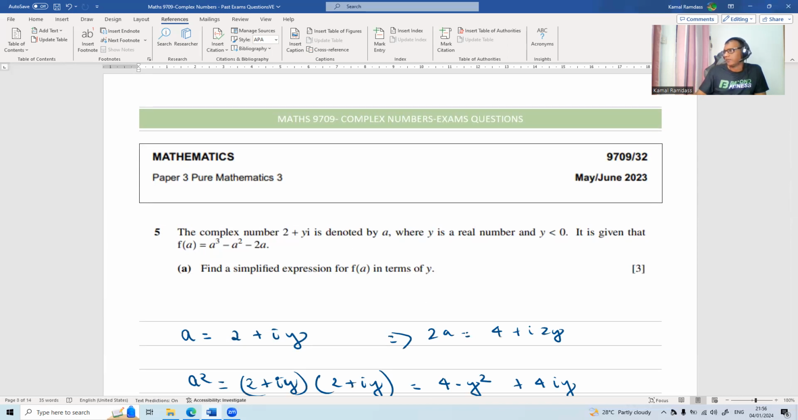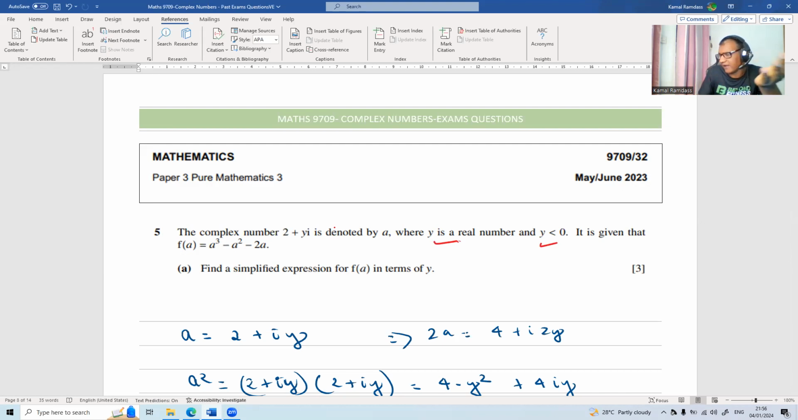Mai-juin 2023. Papier 3, Version 2. A complex number 2 plus yi is denoted by a, where y is a real number and y is less than 0. Il donne une contrainte là. Il y a bon, y is a real number, ça dit normal, mais il y a une contrainte y less than 0. Et nous pouvons bien servir ça.